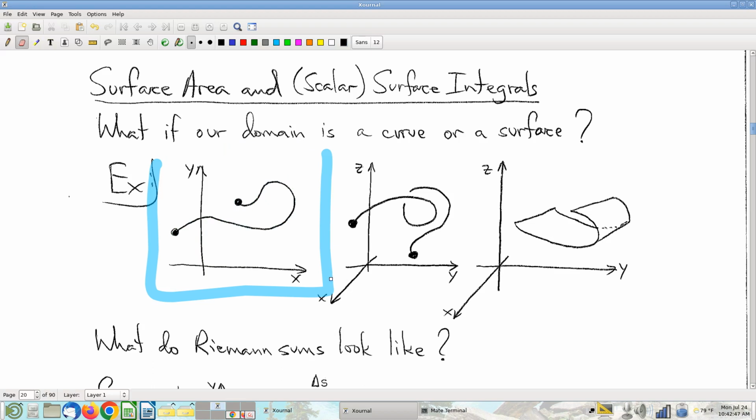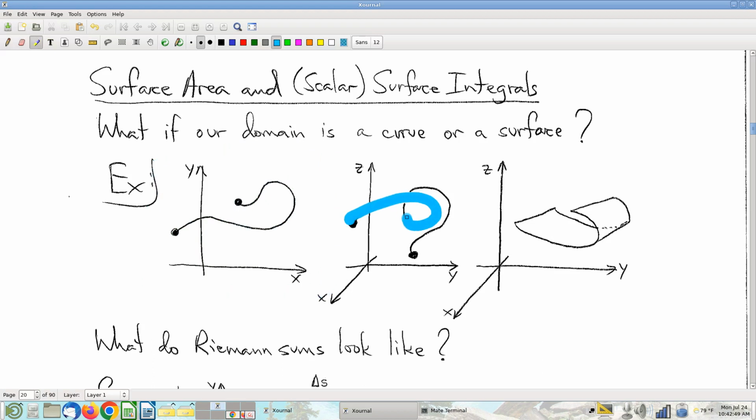So likewise, what if you had a curve in space? One-dimensional thing in a three-dimensional world. Or a surface. Two-dimensional thing in a three-dimensional world, and again, dimensionally awkward.